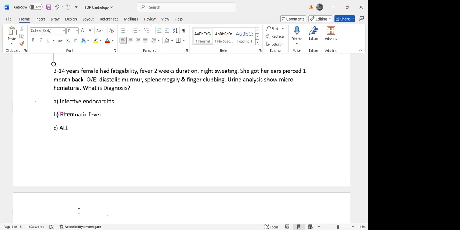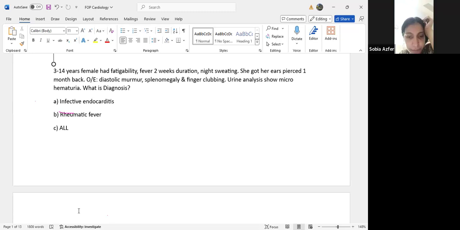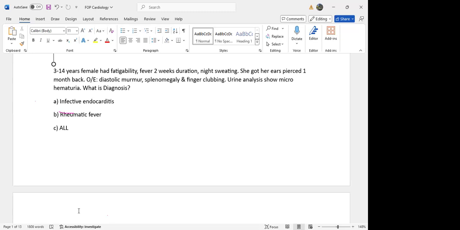So it's a very simple case. Infective endocarditis. Yes, infective endocarditis. Very good. Prolonged fever, and then you have heart changes as well. So diastolic murmur is there. So what do you mean by diastolic murmur, which condition causes diastolic murmur?